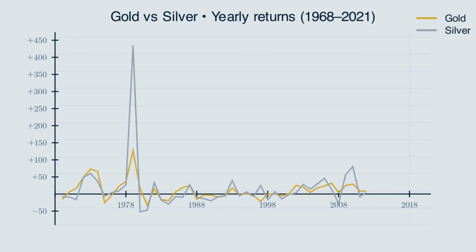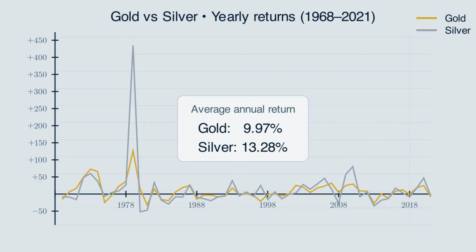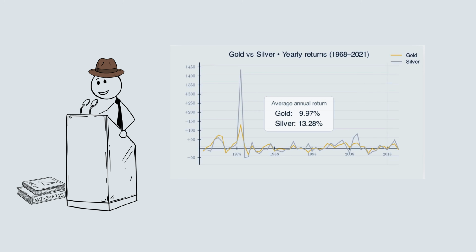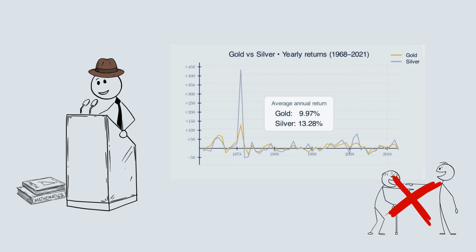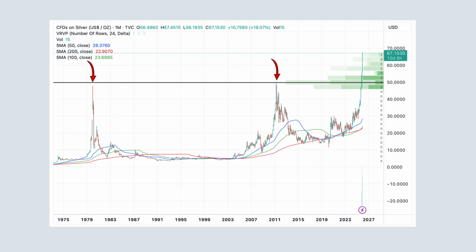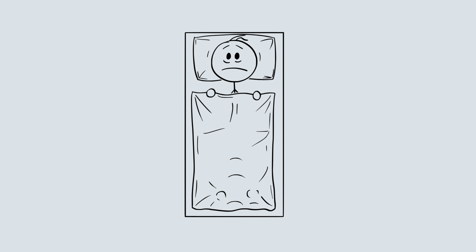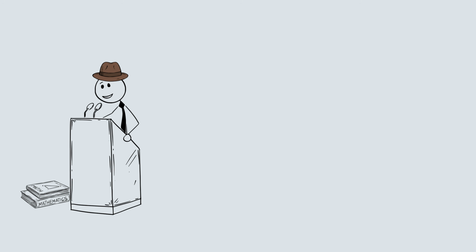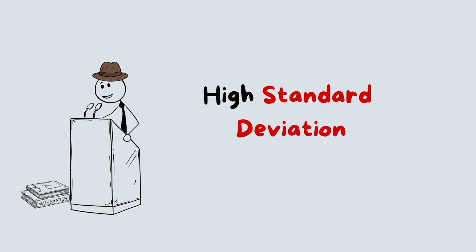Have you ever wondered why silver is so much riskier than gold? If you only look at the average return, they can look surprisingly similar. But if you live through the price path, the experience is completely different. Silver swings harder. It spikes up faster and drops faster, which can be very bad for your sleep. Mathematically, we would call this a high standard deviation.